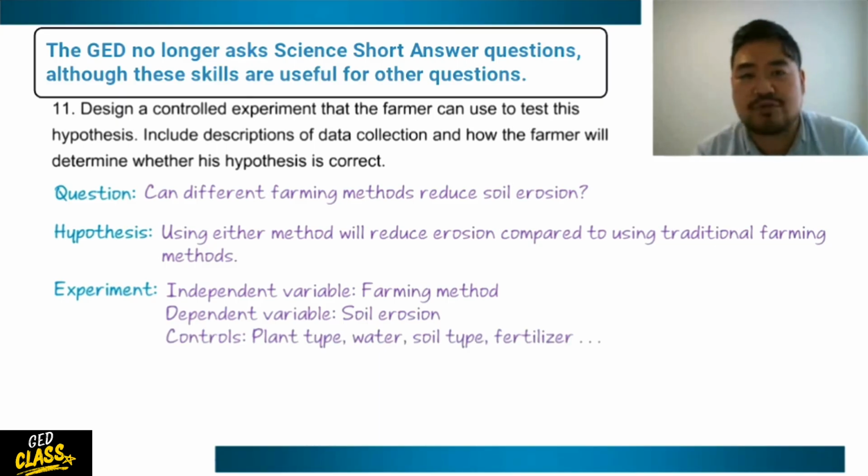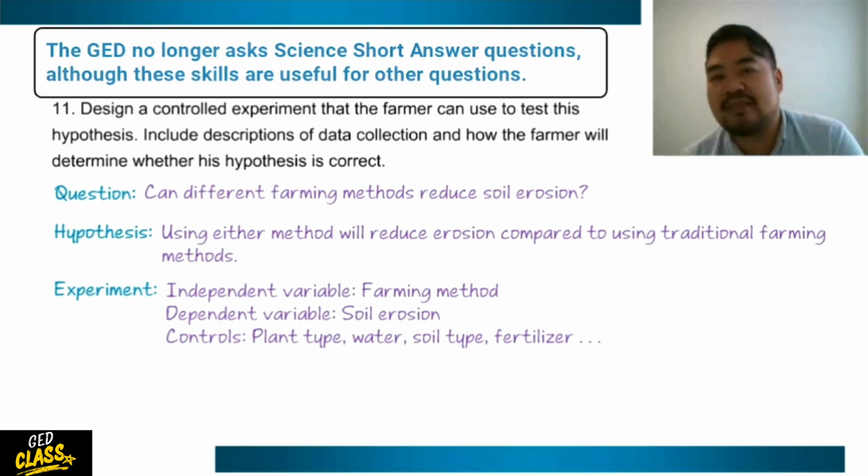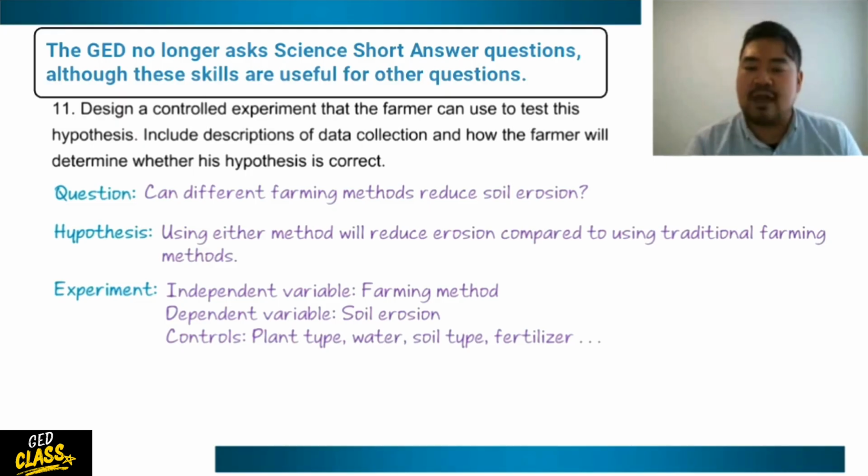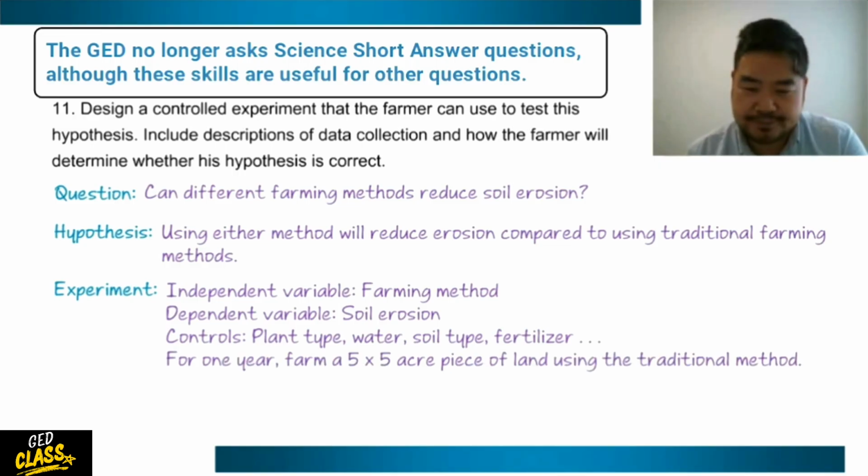And our controls. Remember, we want to also highlight what things we're keeping the same. The plant type, the water, the soil type, the fertilizer, all that stuff, those are going to be our controls. Remember, if we change any of those other controls, then we don't know if the farming method is what made the soil erosion go slower, or if it actually speeded up soil erosion. We wouldn't know if it was because of the farming method. So we want to make sure that we know what our controls are.